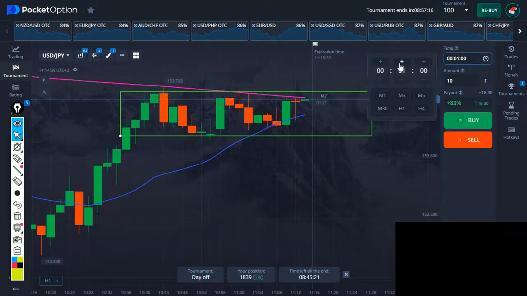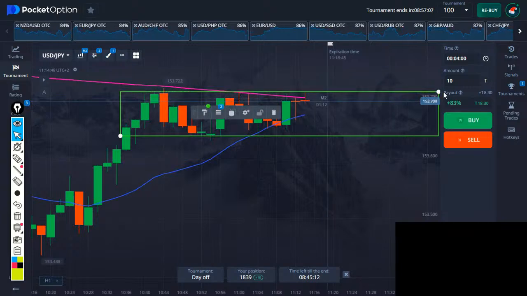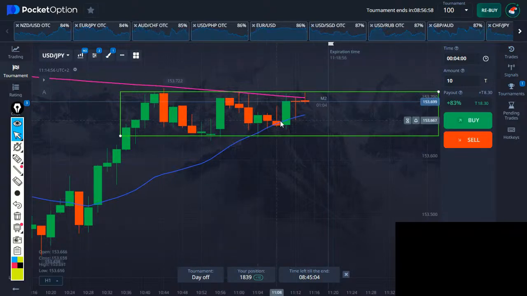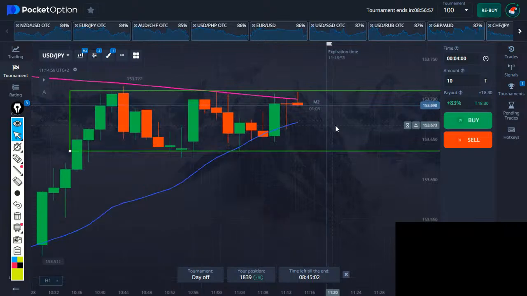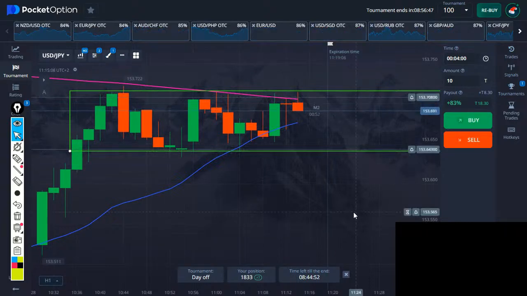4 to 6 minutes. Let me adjust the expiry to 4 minutes. Let's push this a little bit further to the future. That's nice. Okay, so let's wait for it. I'll set an alarm just for us to be able to know when things are moving our way.